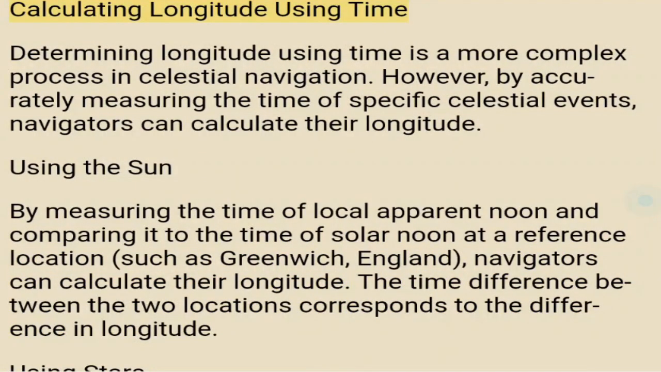Calculating longitude using time. Determining longitude using time is a more complex process in celestial navigation. However, by accurately measuring the time of specific celestial events, navigators can calculate their longitude. Using the sun. By measuring the time of local apparent noon and comparing it to the time of solar noon at a reference location, such as Greenwich, England, navigators can calculate their longitude. The time difference between the two locations corresponds to the difference in longitude.